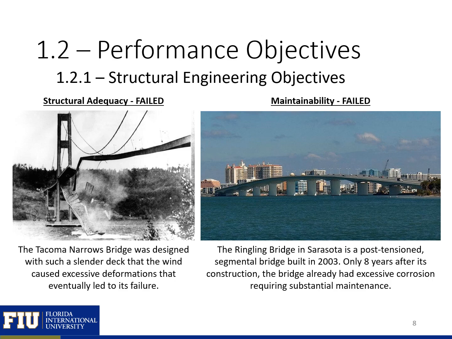An example of failed maintainability or poor durability is the Ringling Bridge in Sarasota. The Ringling Bridge is a post-tension segmental bridge that was built in 2003. And only 8 years after its construction, the bridge already has or had excessive corrosion requiring substantial maintenance. So this bridge is still being rehabbed because of the issues with the post-tensioning tendons. And this is an example of failed maintainability or poor durability.